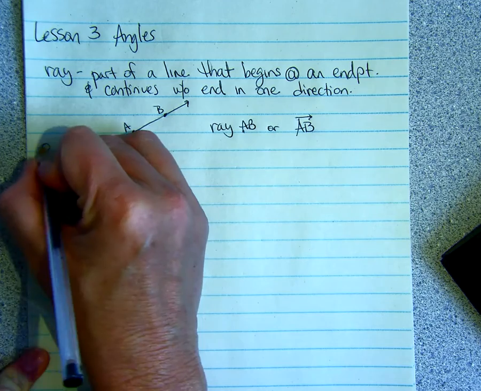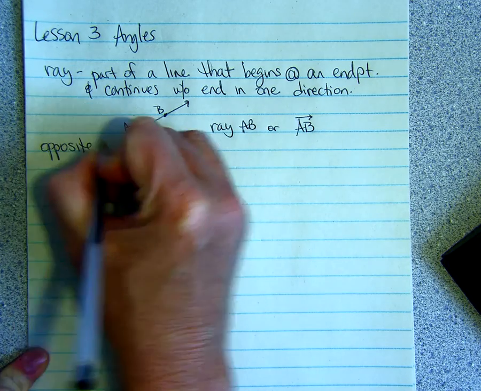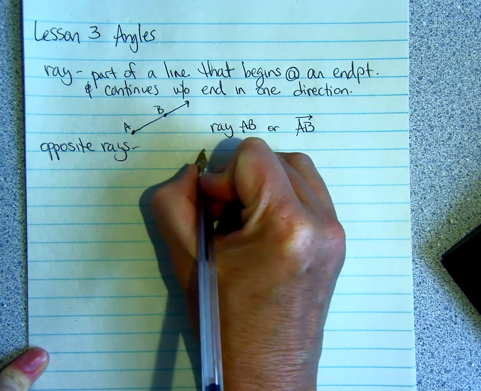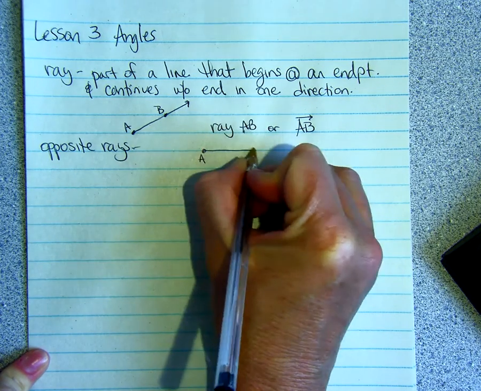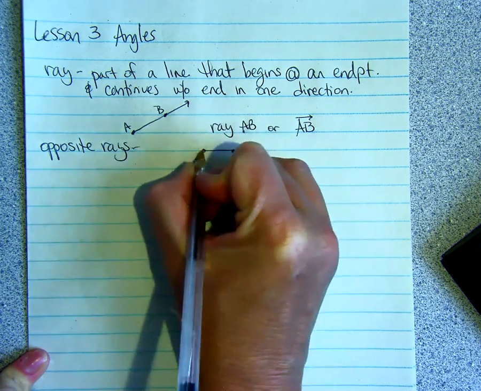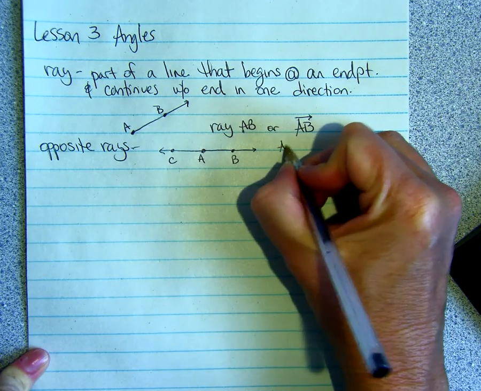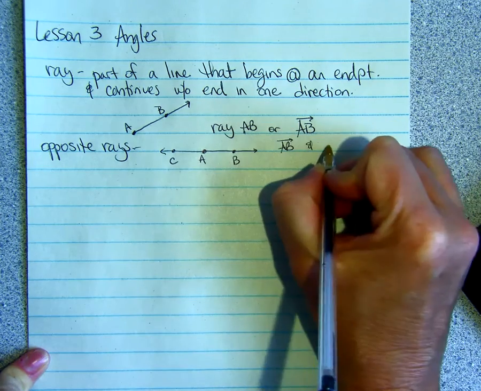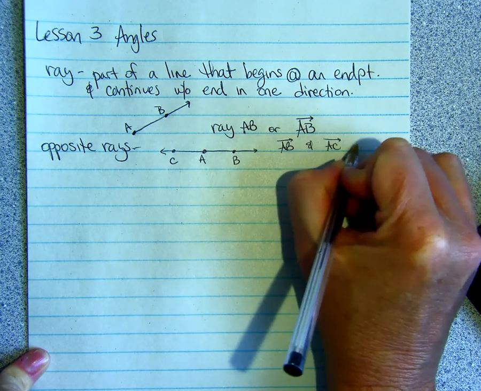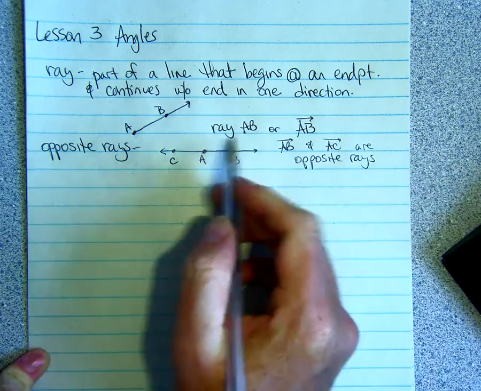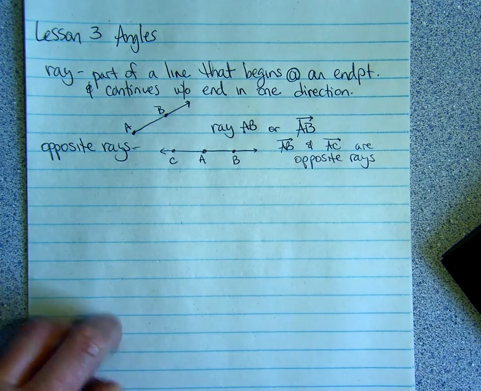When you have two rays that are opposite, we call them opposite rays. They are two rays that have the same endpoint, but they go in exact opposite directions. So ray AB and ray AC are opposite rays. They're just going in exact opposite directions.